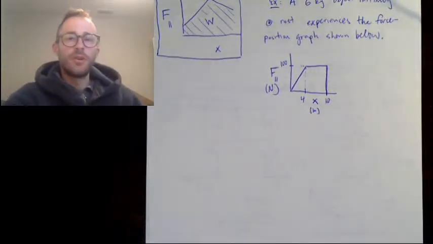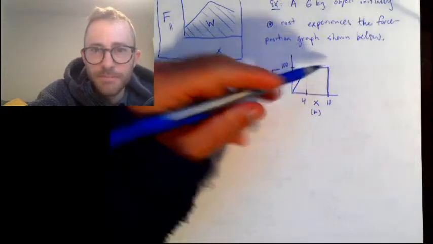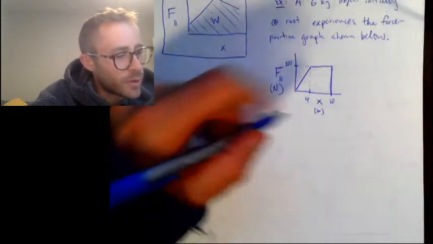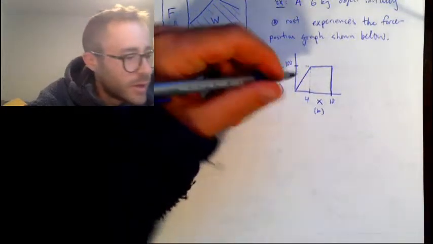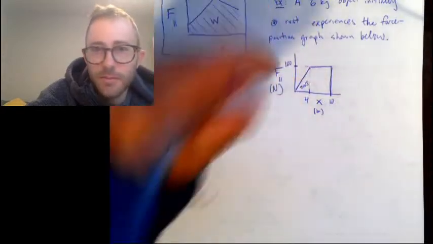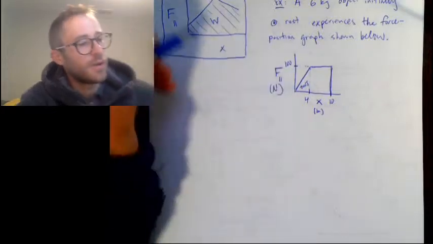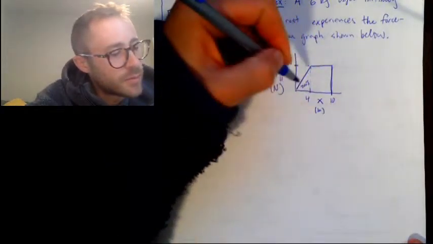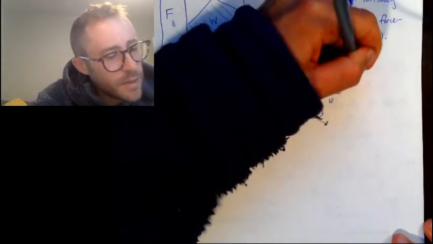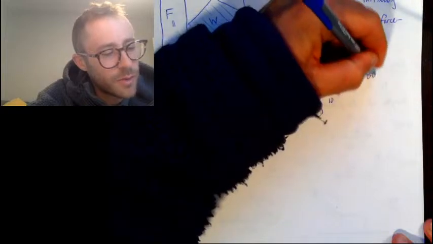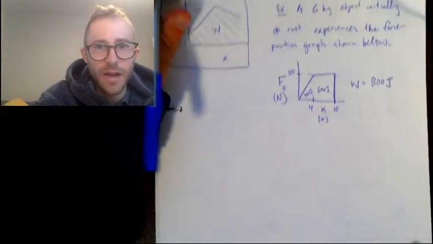Okay, so to calculate the work, I'm going to do triangle plus rectangle. This triangle, its base is 4, its height is 100. So 400 divided by 2, this is 200 joules of work for the triangle. And then I have a rectangle that is 6 by 100. So that's going to be 600 joules of work. So the total amount of work done is going to be 200 plus 600, 800 joules of work. Okay, now what we want to know is, what is the final velocity of the mass?